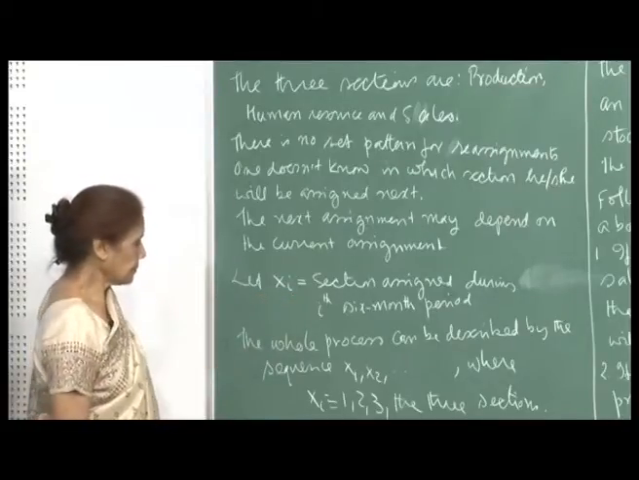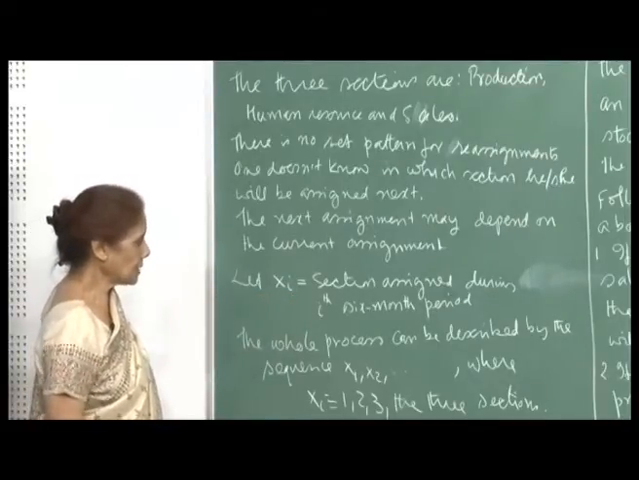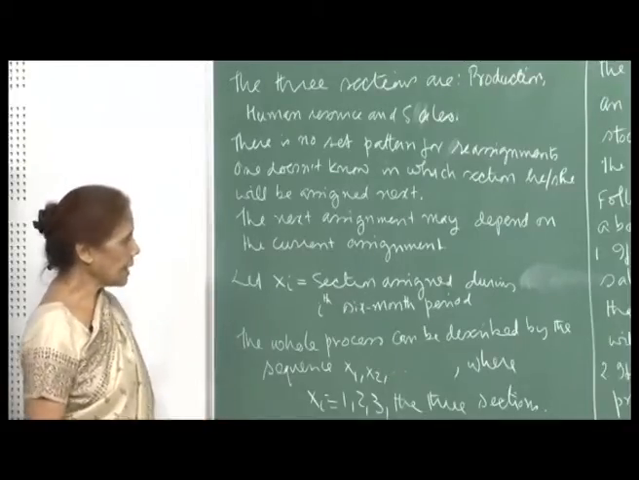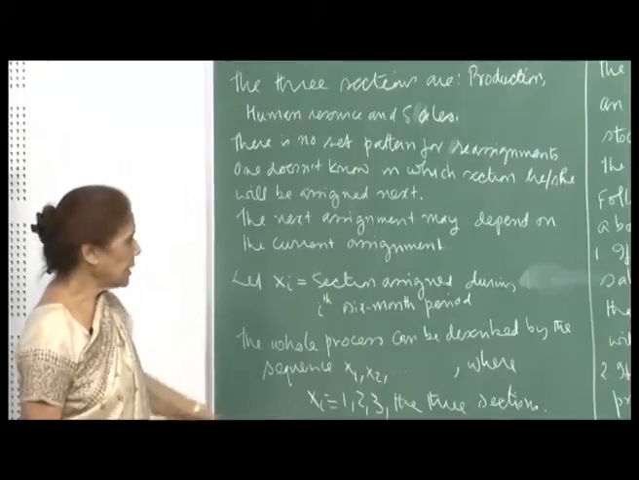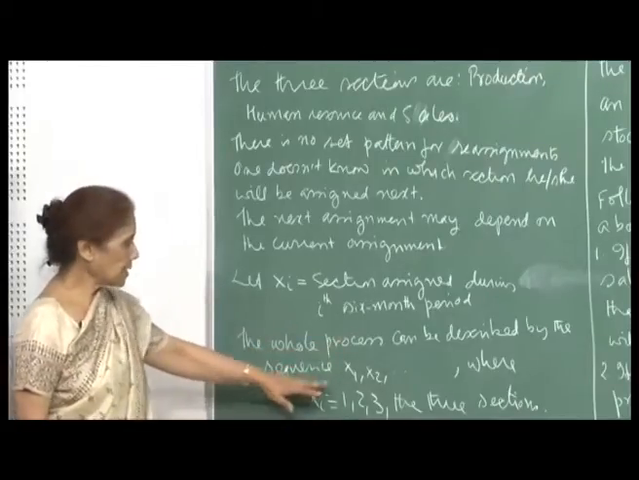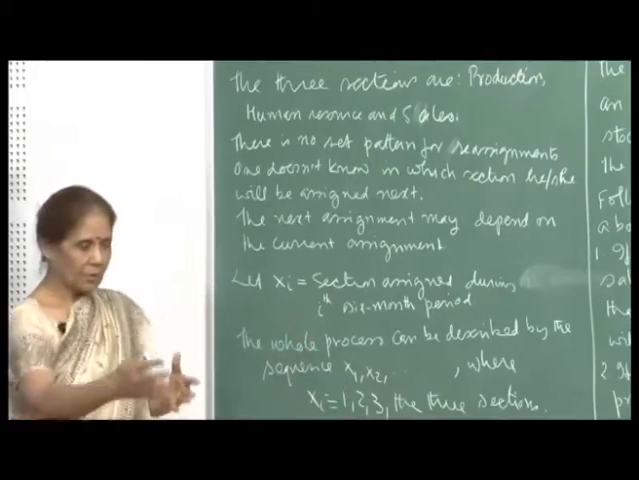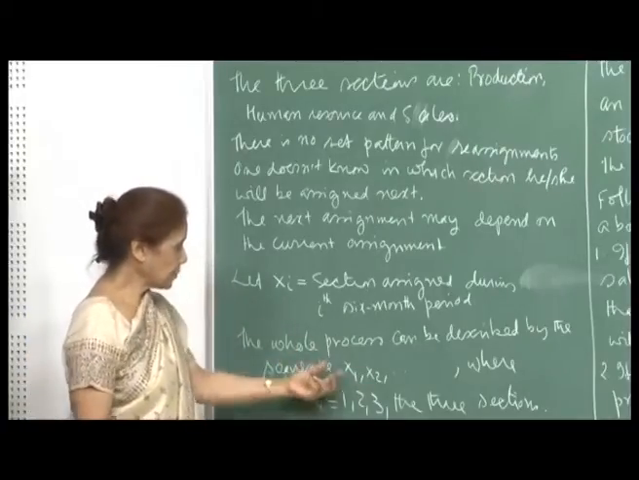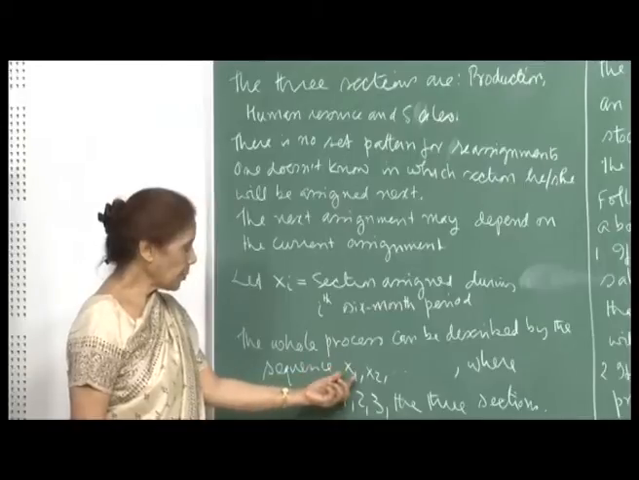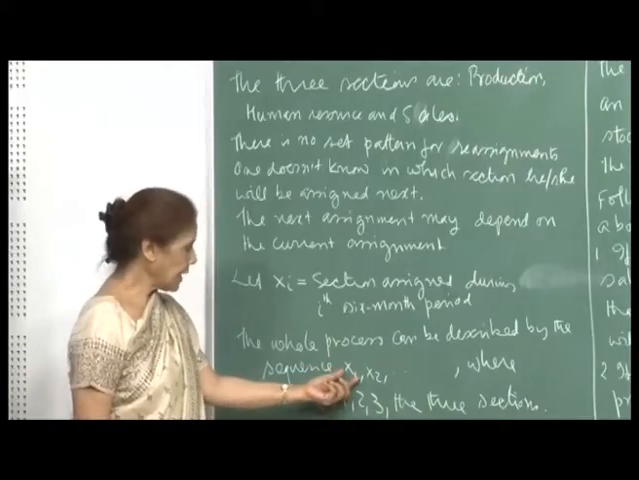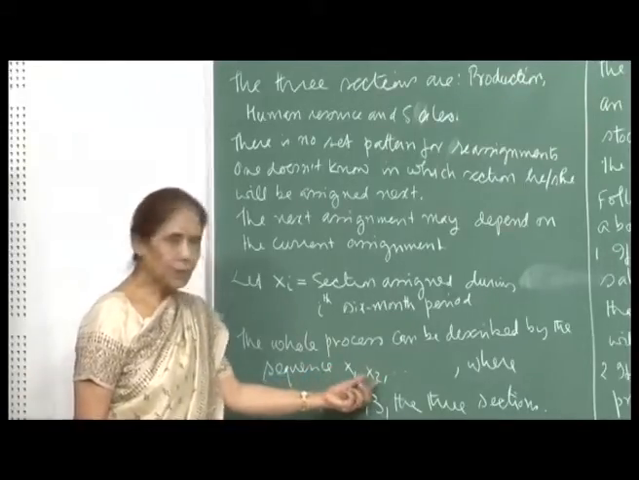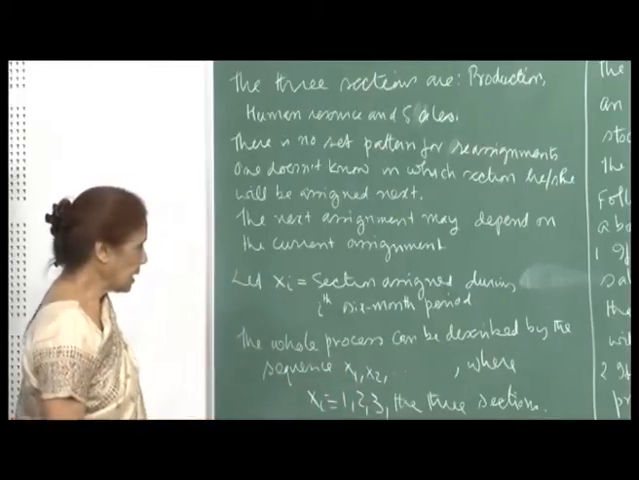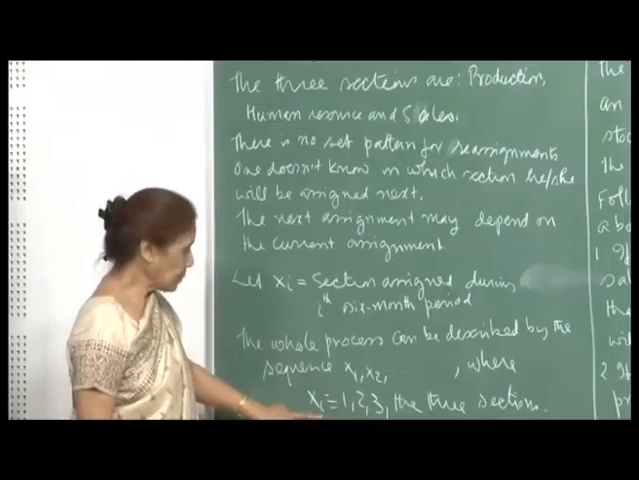Okay. And so the whole process of the sections being assigned to a particular employee can be described by the sequence x1, x2, and so on. So, x1 will tell you that in the first 6 months the particular employee is in this section, whatever the value of x1, then x2 will tell you the section he is in the second 6-month period, and so on, right.